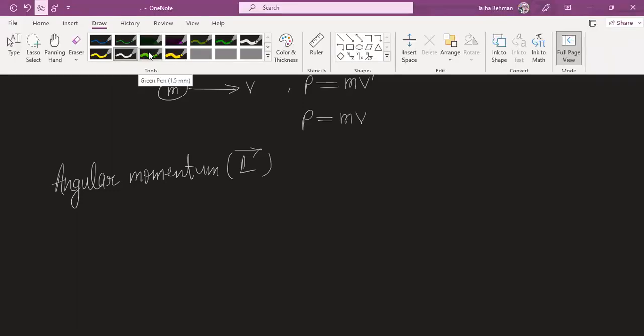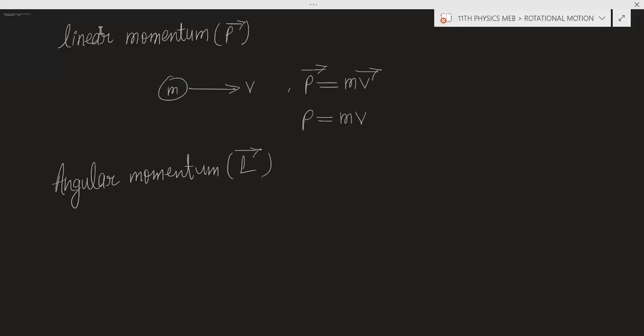Angular momentum is always calculated about some point. A point or an axis should be given to calculate the angular momentum. For example, first I will write what is angular momentum. Angular momentum L vector is R vector cross P vector.